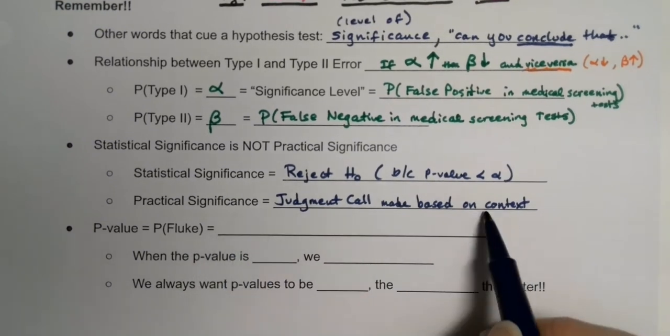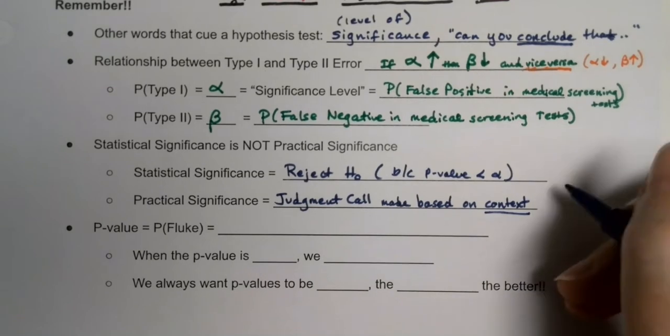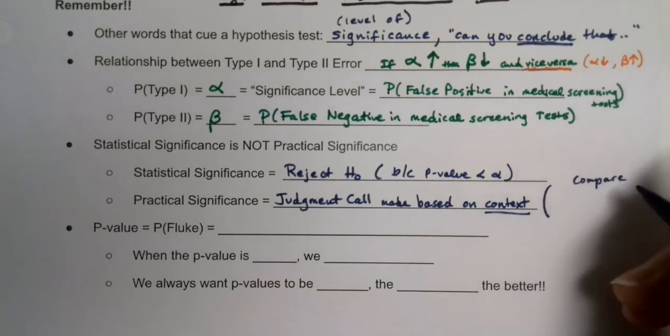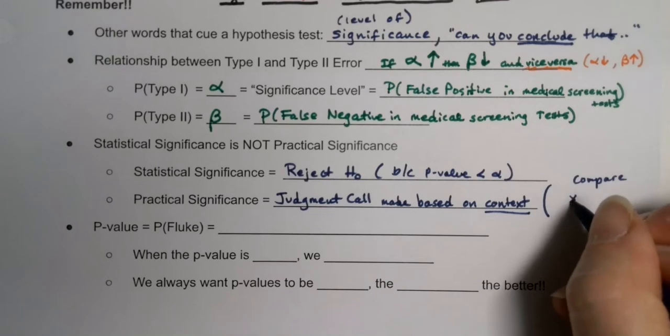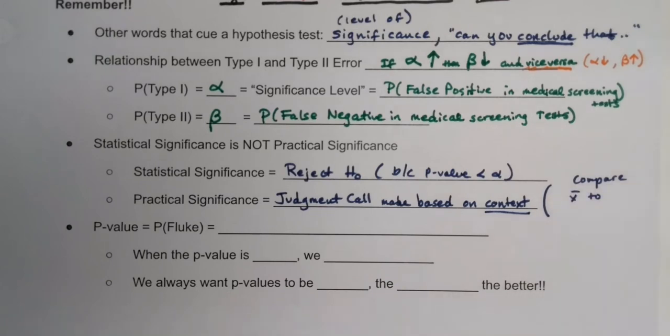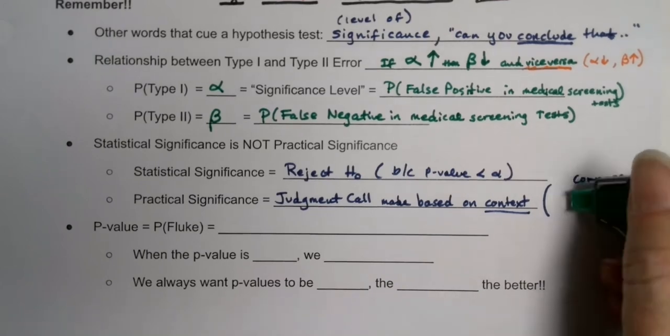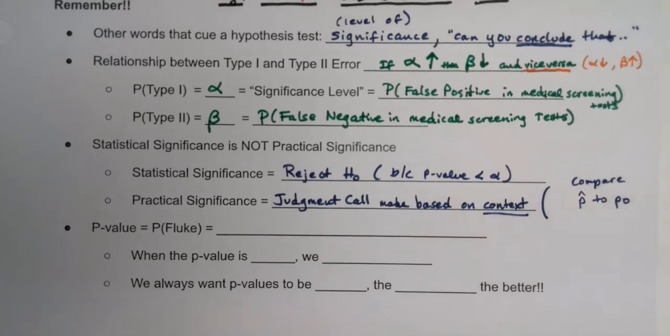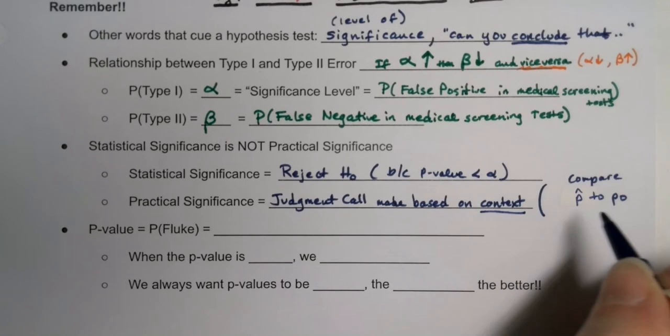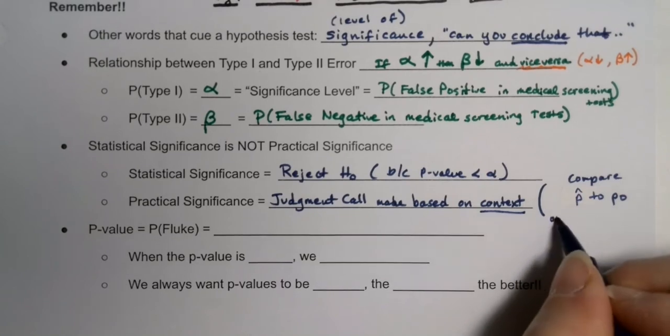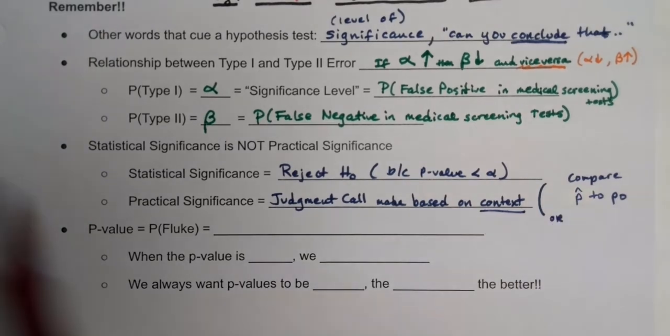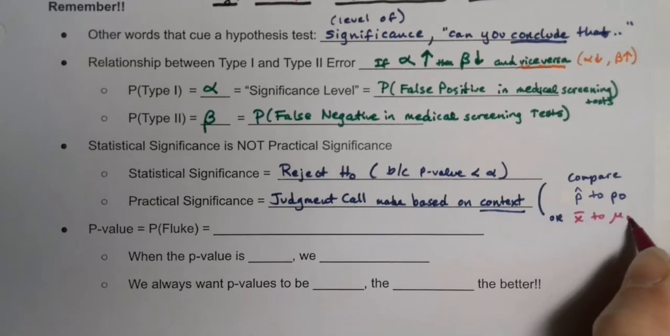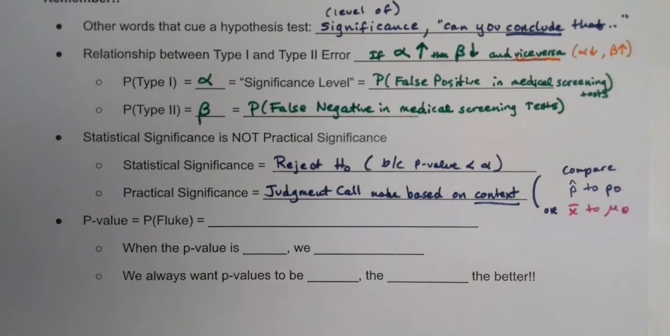Right? So to do that, you'd have to compare in your head X bar, your sample mean. Oh, I should do this in order. So I'll do p hat to p0, right? If you're doing a section 10.2 test, or if you're doing a proportion test, or if you're doing a mean test, it'd be X bar to mu 0, right? The value that was assumed to be true in your null hypothesis.